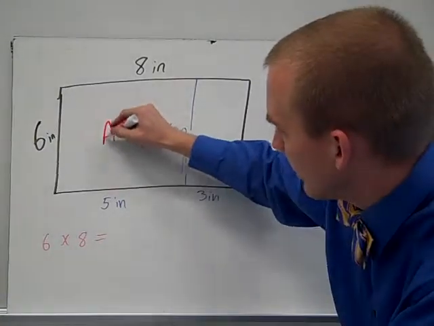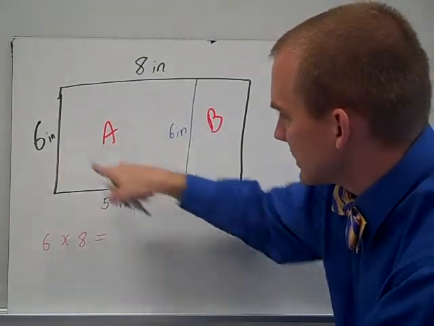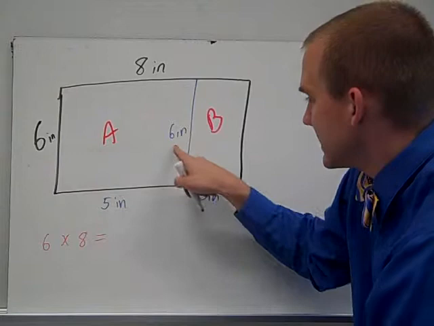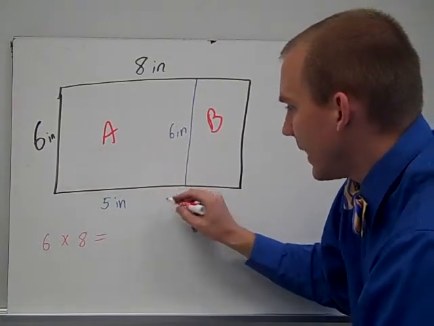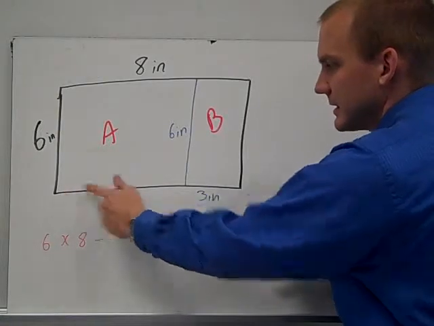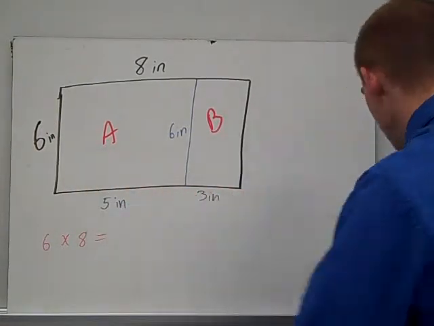You can call them A and B. Rectangle A, rectangle B. This rectangle is going to be 6 inches by 5 inches instead of 6 times 8. And this rectangle will be 6 inches by 3. And remember that 5 plus 3 equals 8. So that's why you can replace it, because this is still 8 inches long, but we're looking at it in a 5-inch piece and a 3-inch piece.